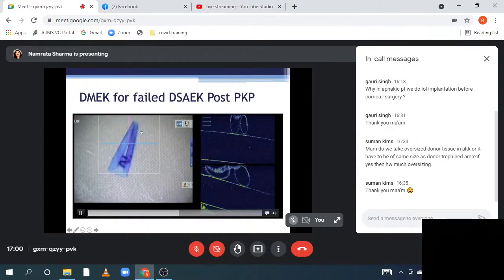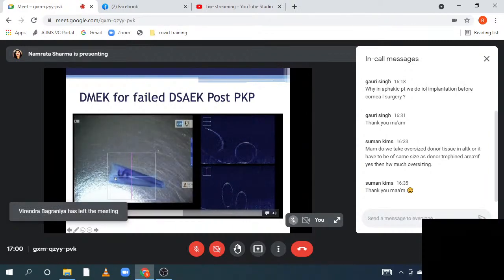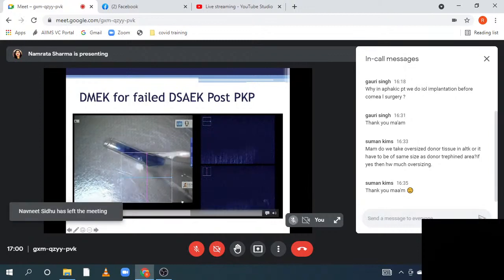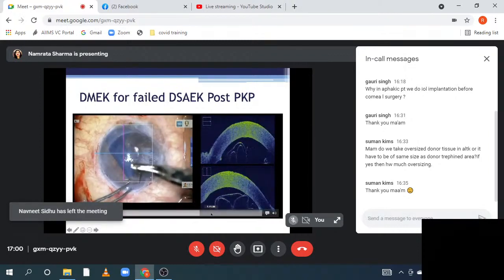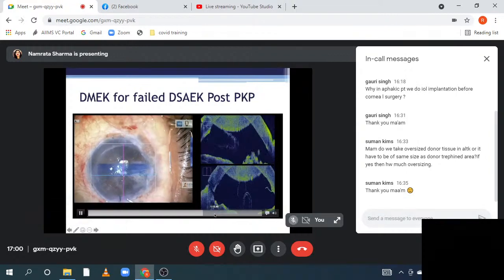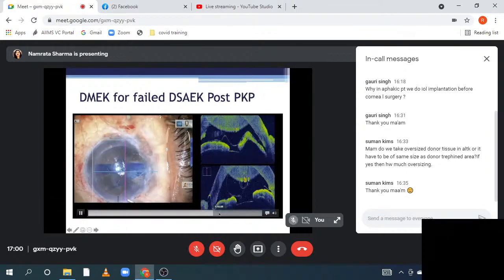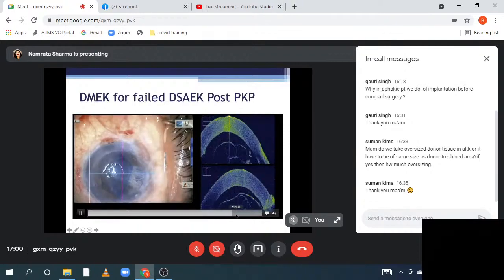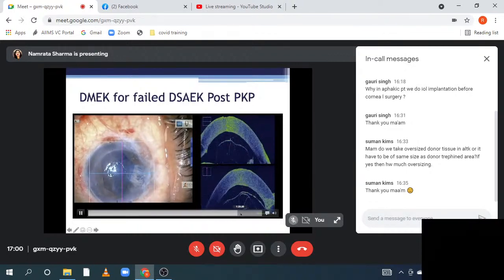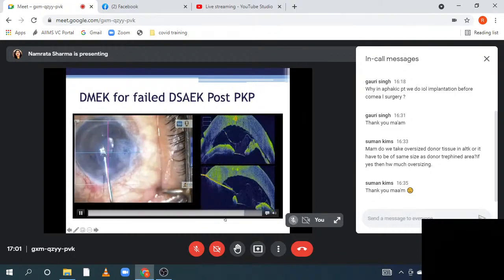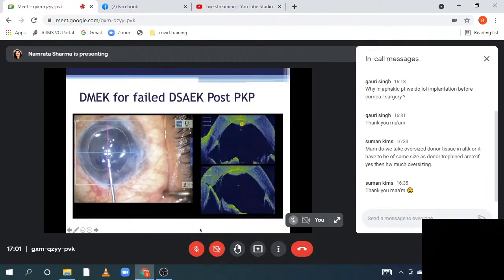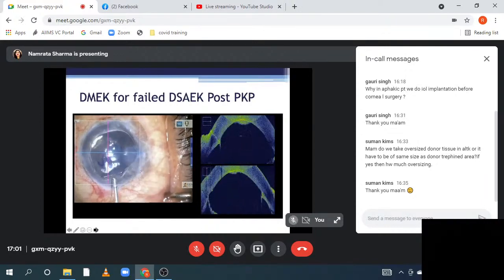And this is your graft which is there. S. So load it like this. Load it in the configuration that it is supposed to go. So load it like this. Put it intracamerally inside. Get it to the correct configuration. Get biceps curl upwards. Get S in front. And then inject the air bubble. So the S is staring at you, which means you are in the correct direction. And as soon as you inject the air bubble, the graft gets stuck to the back of the cornea.